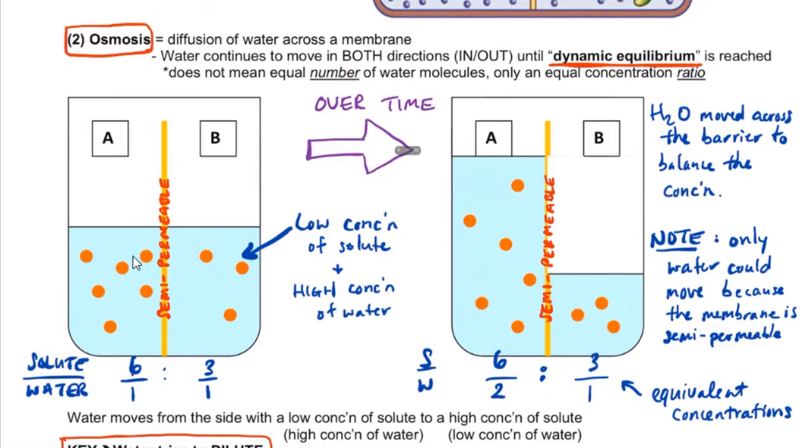So where it is a hyper concentration of solute, it's actually a very low concentration of water. And where it's a hypo concentration of solute, it's a very high concentration of water. That's why it's always going to appear to move from where it's hypotonic to where it's hypertonic. So you're going to see that water moving across the barrier naturally like that.